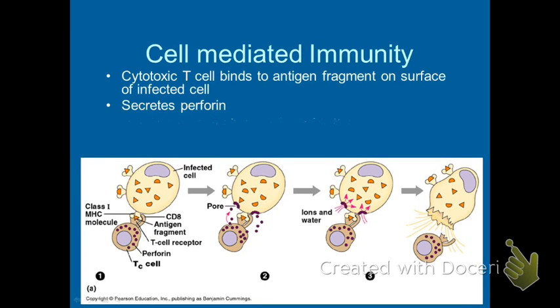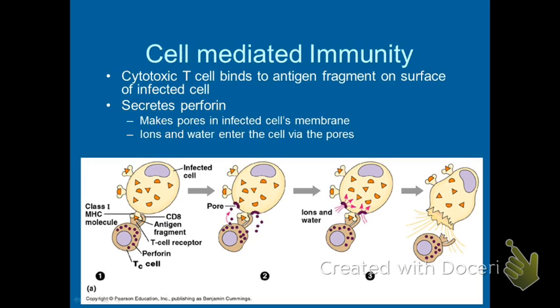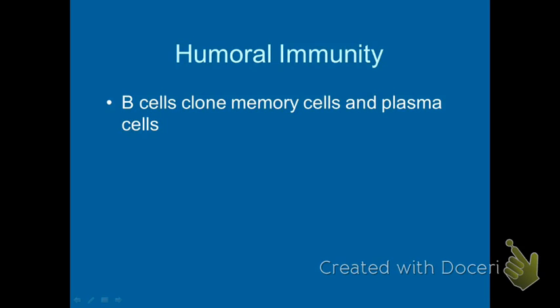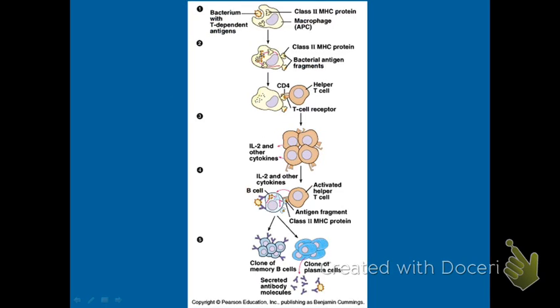So these are the steps here. Secretes perforin. Okay, the other branch of the third line of defense is called humoral immunity. I'm going to go through the steps here with the image, and then we can come back to those pictures or the words. All right, so what's going on here?